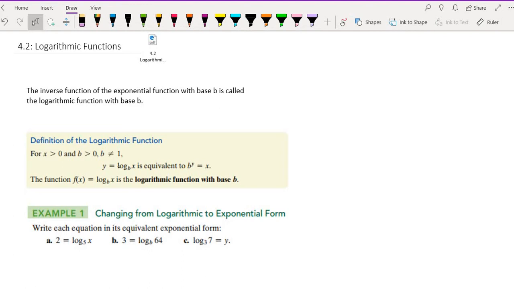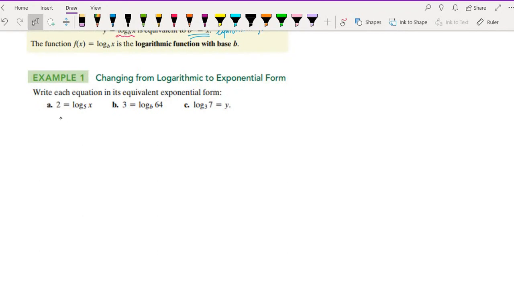y equal to log base b of x is equivalent to b to the y power equal to x. So we say this piece is the logarithmic form, and then there's a second piece right here that is the exponential form. Example 1: write each equation in its equivalent exponential form.